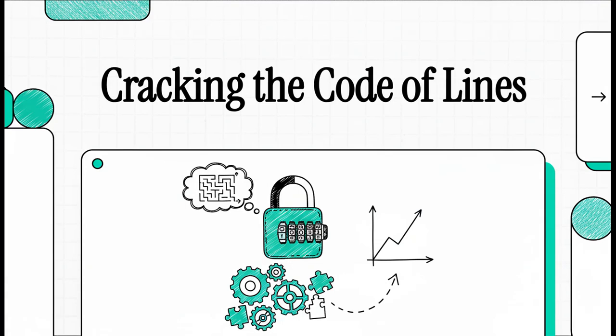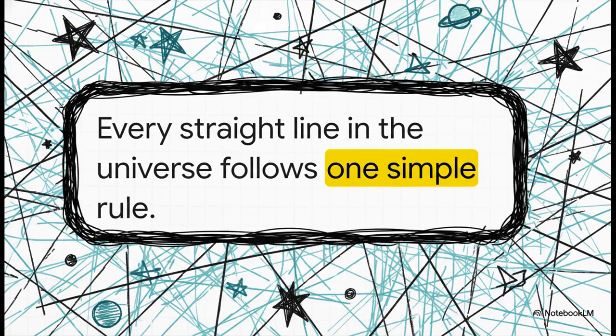What if I told you that every single straight line, from the edge of your desk to a ray of light, is written in a secret code? Well, today, we're going to crack that code. And don't worry, this isn't some complex math problem. Think of it like a puzzle, and then we're going to solve it together. And no, that's not an exaggeration.